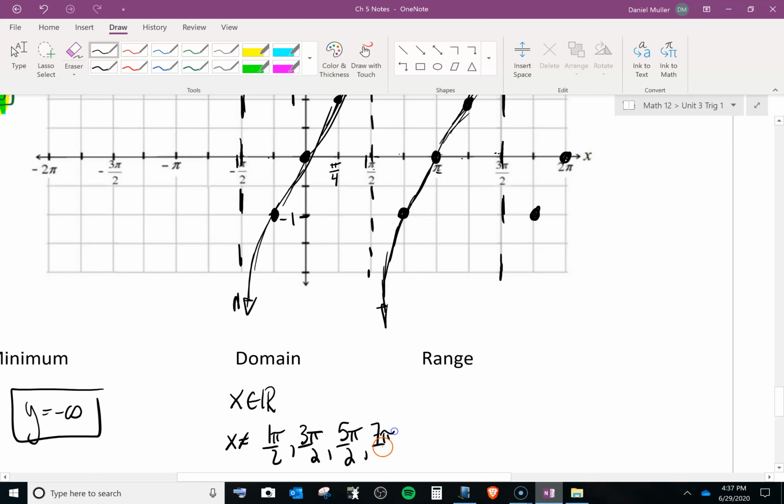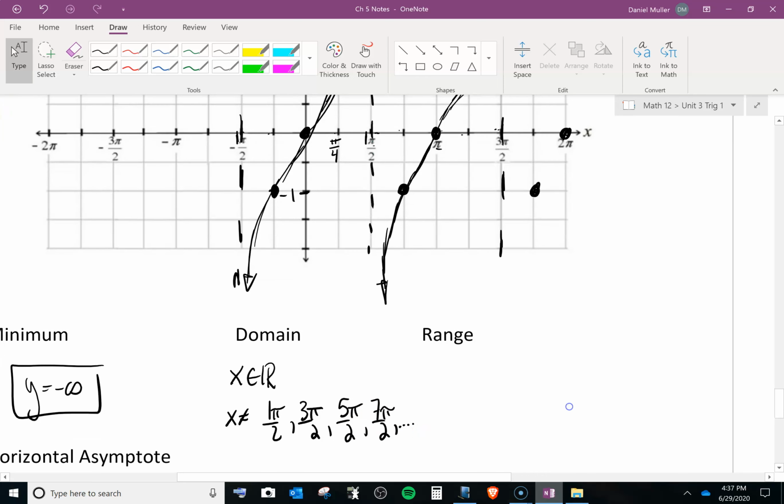7 pi over 2. So you can kind of write it like that for now, that we can say, well, it goes forever to the left and forever to the right, except for we can't equal these boundary points. And I like to put a dot on the left to tell, okay, it goes forever to the left as well. So it goes odd numbers, which is why it would be negative 1 and negative 3, negative 5, all that sort of thing.